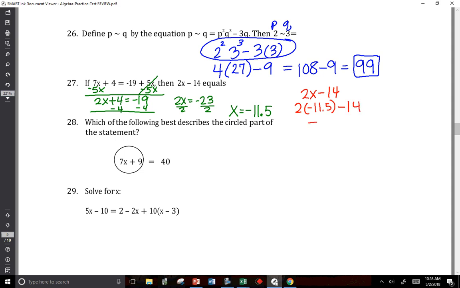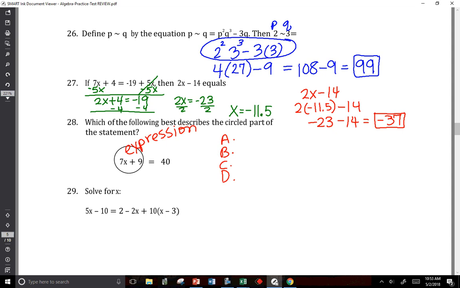Okay, which of the following best describes the circled part of the statement? They're going to give you answer choices, obviously, and one of them is going to say expression, and that's what we want. This is the expression part. Once you include the equals, that's called the equation. But just the part that's circled is the expression. An answer might say coefficient, and then we would only want the 7 circled. It might say constant, and then we'd only want the plus 9 circled. But we're looking for expression.